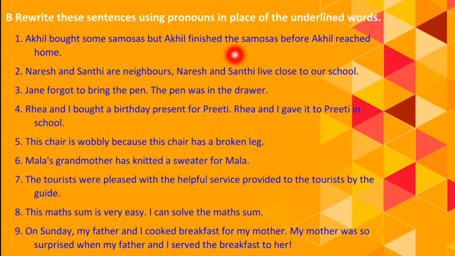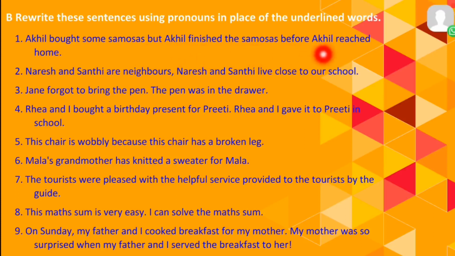He finished. And the next word, samosas, is underlined. It is plural, and it is coming as an object. Here is a subject, here is a verb, and here is the object. So here we have to use the objective form of they, that is, them. Akhil bought some samosas, but he finished them before.